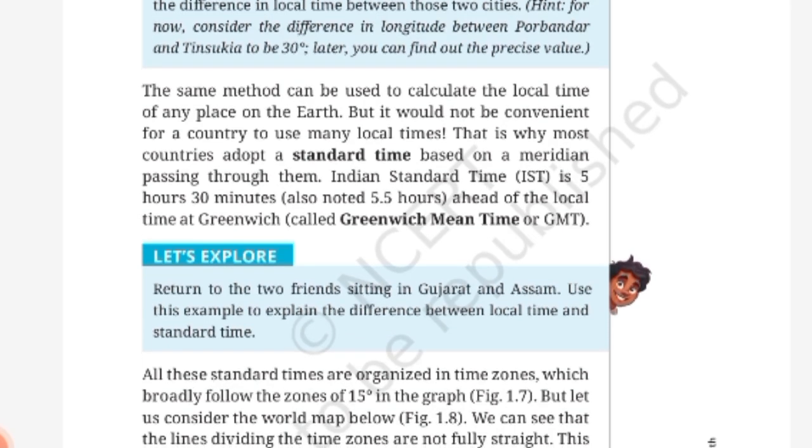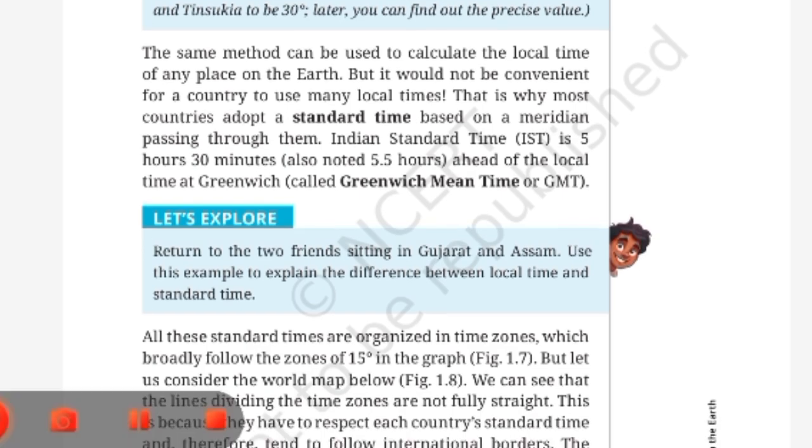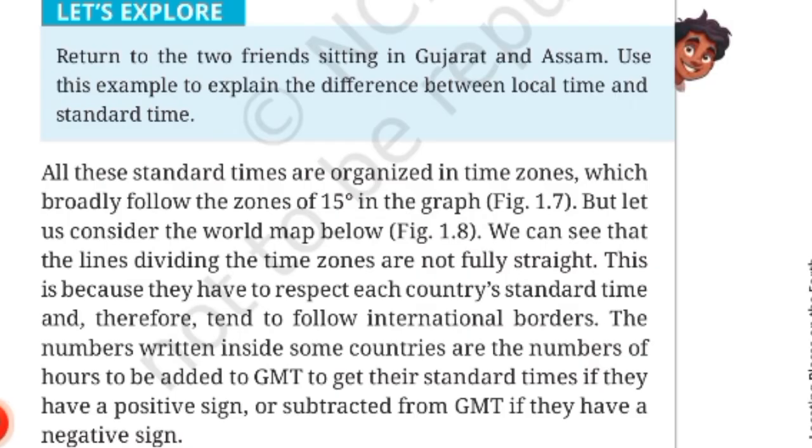Indian Standard Time is 5 hours 30 minutes, also noted 5.5 hours, ahead of the local time at Greenwich, called the Greenwich Mean Time (GMT). All these standard times are organized in time zones, which broadly follow the zones of 15 degrees in the graph, but let us consider the world map below. We can see that the lines dividing the time zones are not fully straight. This is because they have to respect each country's standard time and therefore tend to follow international boundaries.